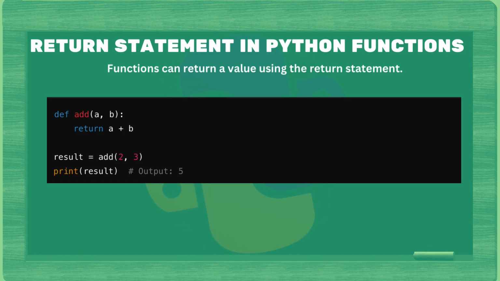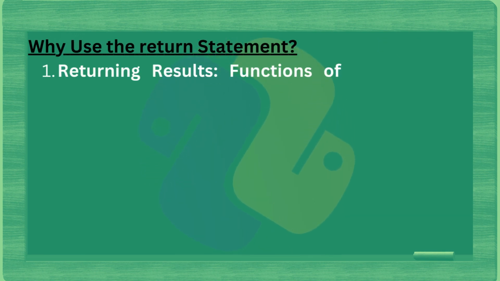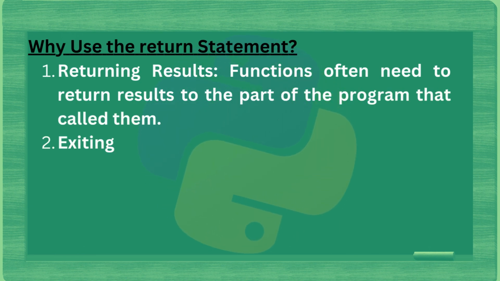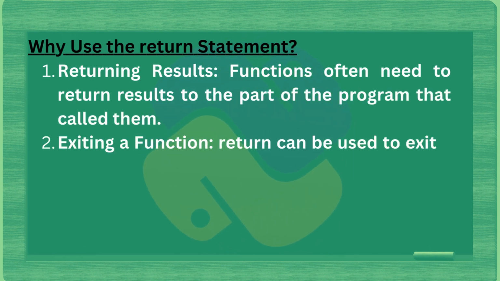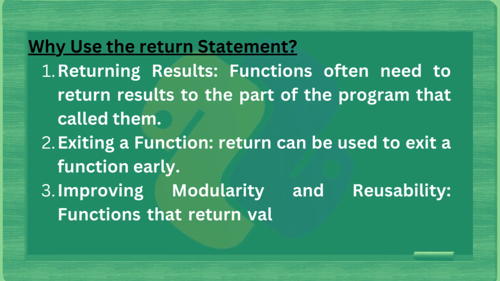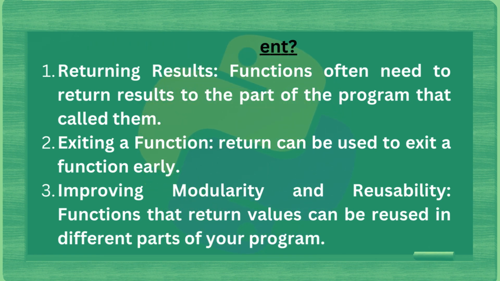The return statement is used in a function to send a result back to the caller. When a return statement is executed, it ends the function and optionally passes back a value to the caller. Why use the return statement? Returning results. Functions often need to return results to the part of the program that called them. Exiting a function. Return can be used to exit a function early. Improving modularity and reusability. Functions that return values can be reused in different parts of your program.